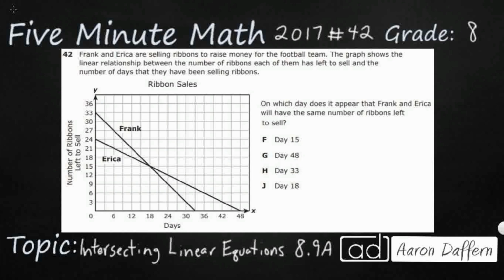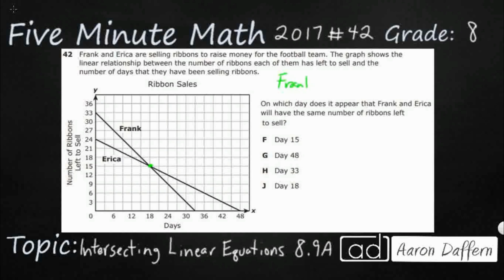Well, it looks like they intersect right there, and it looks like they both have about 15 left. How can we know that for sure? All right. Well, let's see if we can actually make equations for each of them. So let's look at Frank.